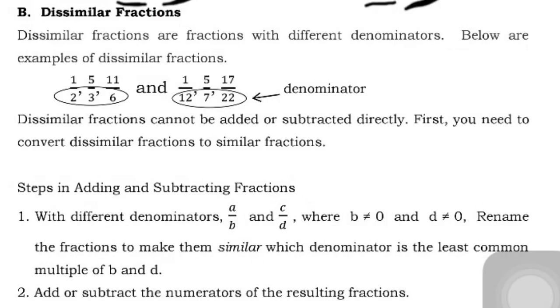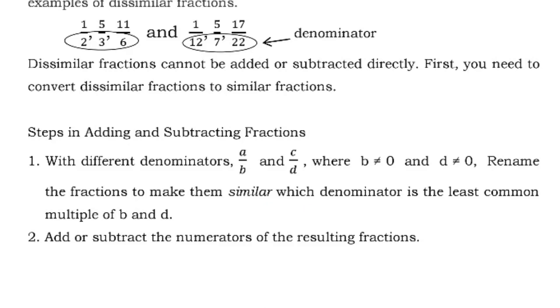Now let's have the second one, dissimilar fractions. Dissimilar fractions are fractions with different denominators. Below are examples of dissimilar fractions: 1/2, 5/3, 11/6. They have different denominators, so they are called dissimilar fractions. And also 1/12, 5/7, and 17/22. Dissimilar fractions cannot be added or subtracted directly. So first, you need to convert dissimilar fractions to similar fractions.